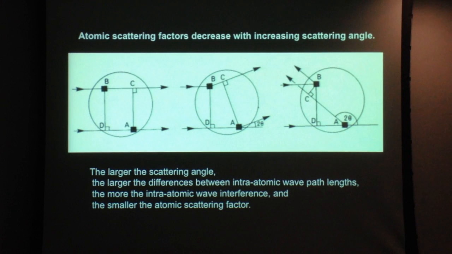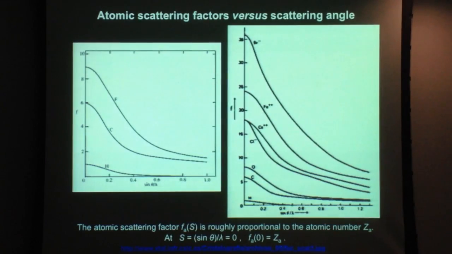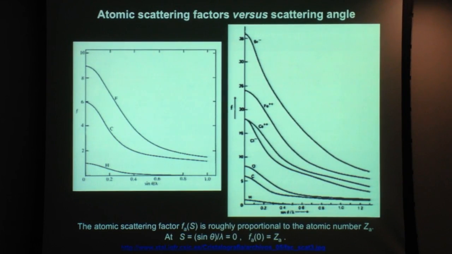So with increasing scattering angle, there is a decrease in the scattering factor. And so it ends up looking like this in a couple of simple cases. Here's the scattering factor for a hydrogen atom, which at scattering angle 0 gives 1 electron. Here for carbon, at scattering angle 0 gives 6 electrons. Here for fluorine, at scattering angle 0 gives 9 electrons.